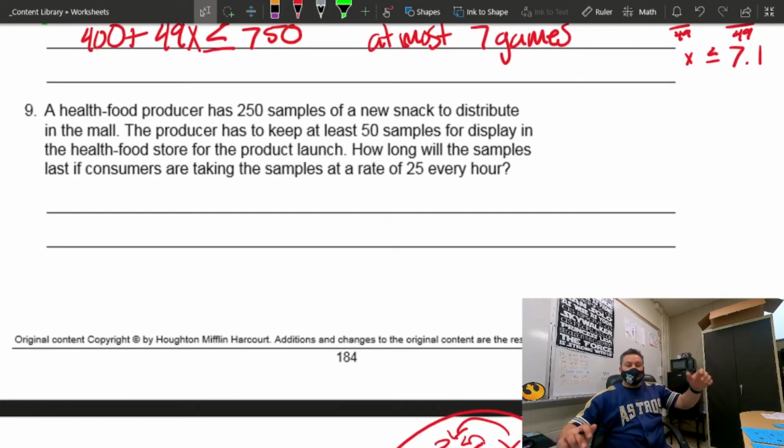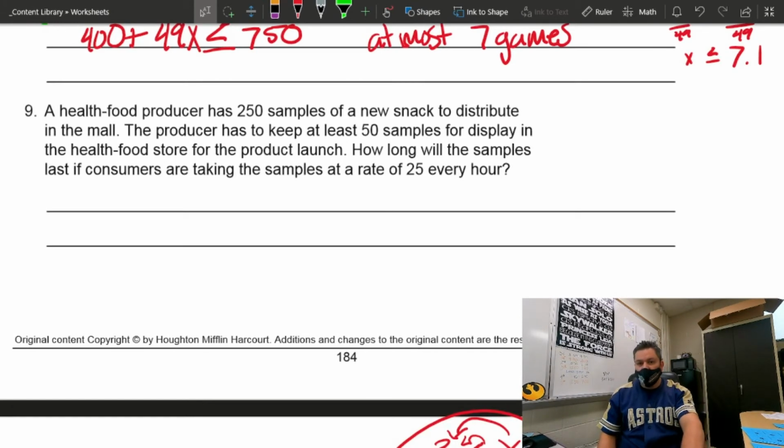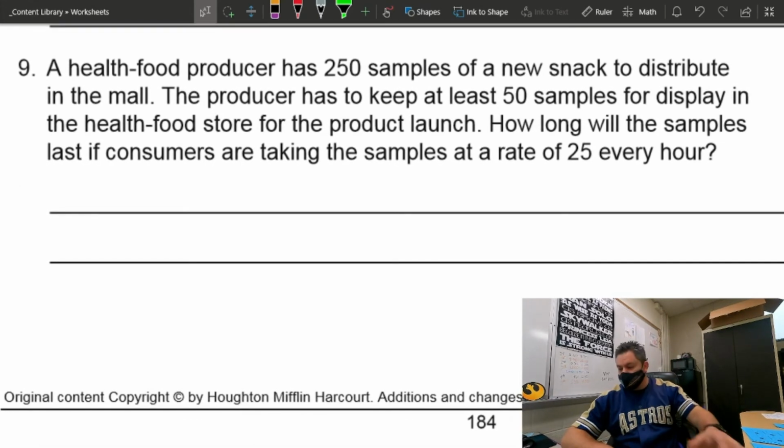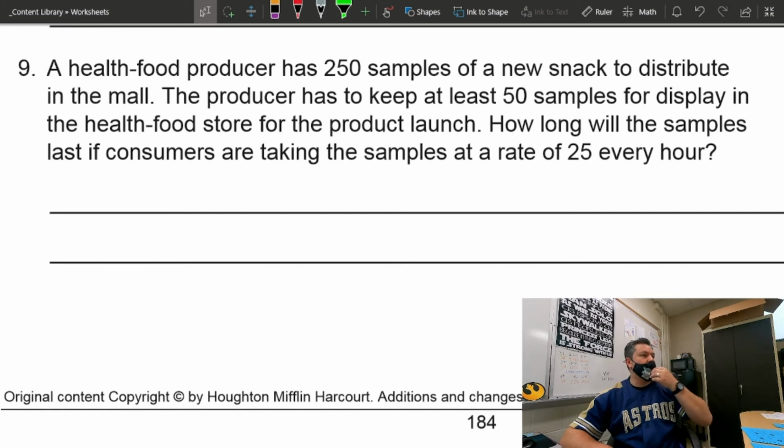And this is gonna be the last one at this point. So number 9. A health food producer has 250 samples of a new snack to distribute in the mall. So you know how sometimes you go to the mall and they give you free samples of, I don't know, a cookie, something like that? They're doing surveys to find out if you like them, so that they can either sell them later or produce more. It says, the producer has to keep at least 50 samples for display at a health food store for the product launch. So they gotta keep 50 out of the 250.